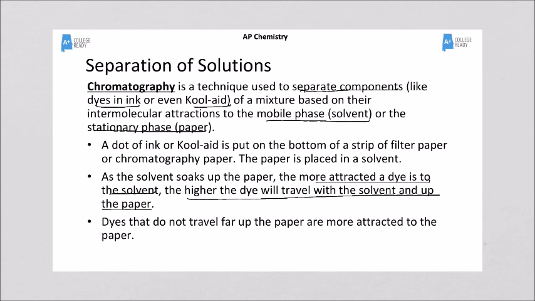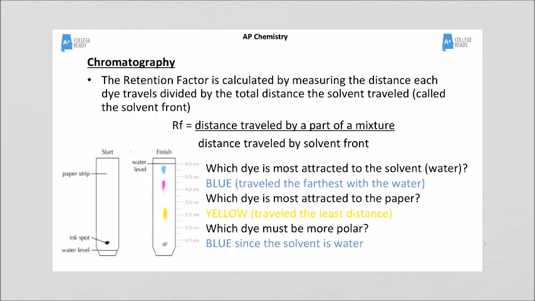So this is a way to separate components based on some being more polar or more nonpolar than others. Dyes that do not travel far up the paper are more attracted to the paper. So let's look at an example, and we'll talk about this retention factor. Retention factor is calculated by measuring the distance each dye travels divided by the total distance.